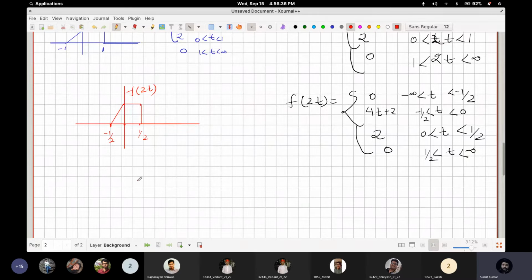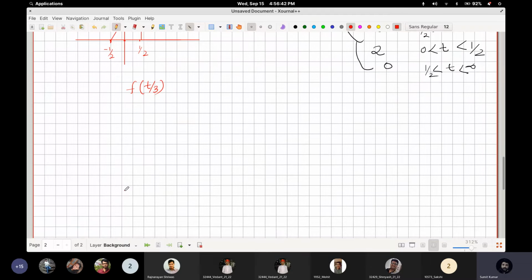If we have calculated, let's say, f of t by 3, what should it have been? What will it be? If you scaled it, divided by 3, what will happen? What is that going to be? Can anybody tell me? It's going to expand, right? When you multiply in time, what will it become?